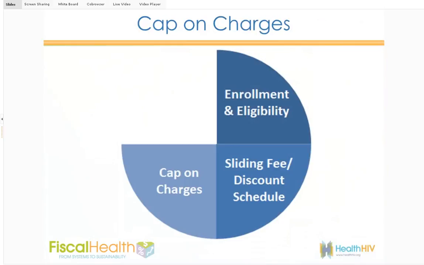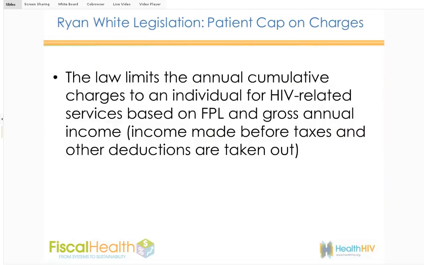So having said that, let's talk about the cap on charges and what that looks like. So the Ryan White legislation limits the annual cumulative charges to an individual for HIV-related services based on federal poverty level, which is gross annual income, income made before taxes and other deductions are taken out.